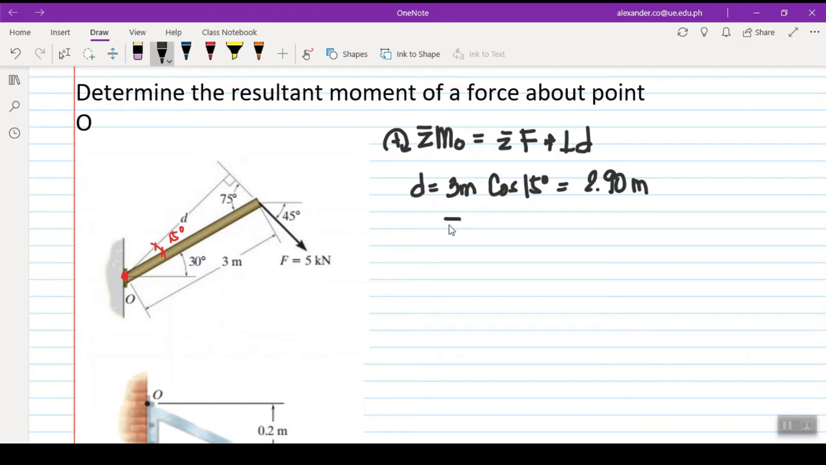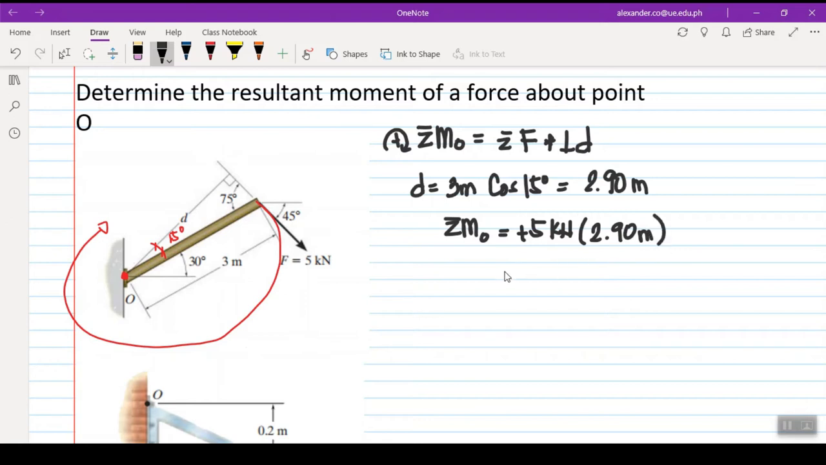Okay. So, what is the moment? Tapos na kaagad, no? So, the summation of moment at point O will be equal to force, which is 5 kilonewton. Okay? Ano rotation niya? Itong arrow na to, papunta dito. So, ang rotation niyan, titignan nyo, yung arrow na yan. Okay? And the rotation is clockwise. So, therefore, this is positive. And the distance is 2.9 meters. So, the answer is 5 times 2.9 equal to 14.5. So, 14.5 and the unit is in kilonewton meter, and dapat may ganito yan, clockwise positive. Okay? Okay, so that is the final answer.